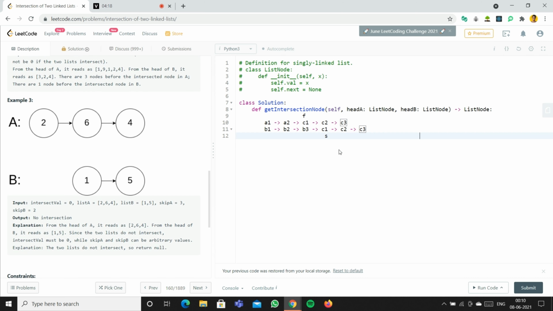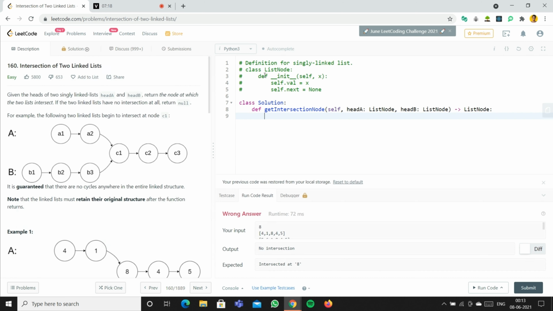Okay, so let's code this out. We'll first check whether two linked lists are present or not. If not head of A or not head of B, then return None, because we won't have any intersection point between them.